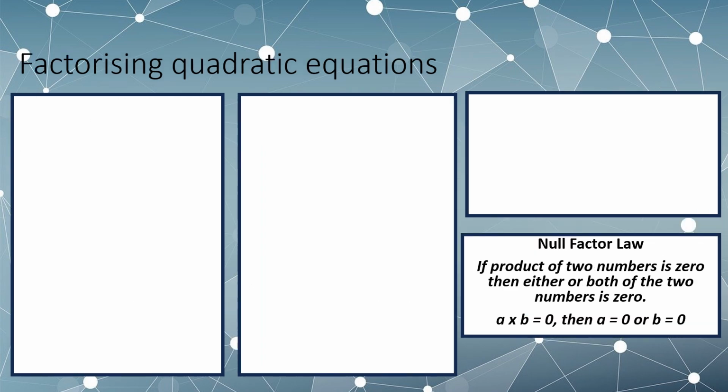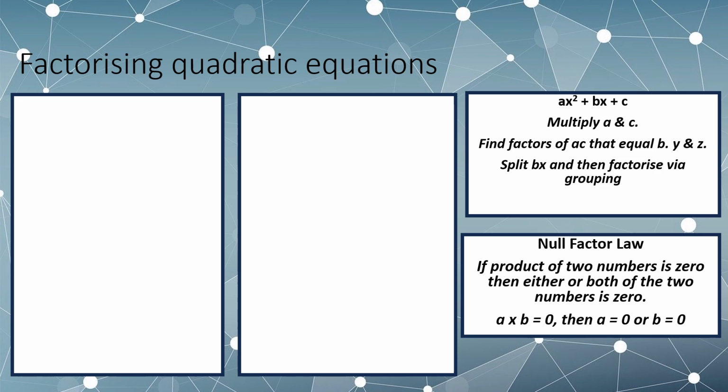Now, sometimes quadratics also have an a value, that is, a value in front of the x squared. For this process, you'll follow the following steps. You need to multiply your a and c value. You then find factors of ac, or a multiplied by c, that equal b. In this example, we'll also call these y and z. You then split bx and then factorize via grouping.